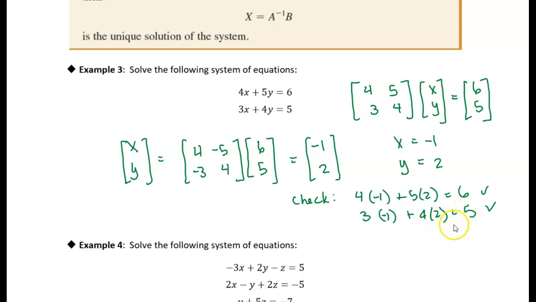So there you go. If you have the inverse of a matrix, it makes it really, really easy to solve these systems of equations. So in the next example, you should probably go ahead and try it. You should give it a try. The inverse that you need is in example 2. So I'll meet you in the next video to go through example 4.